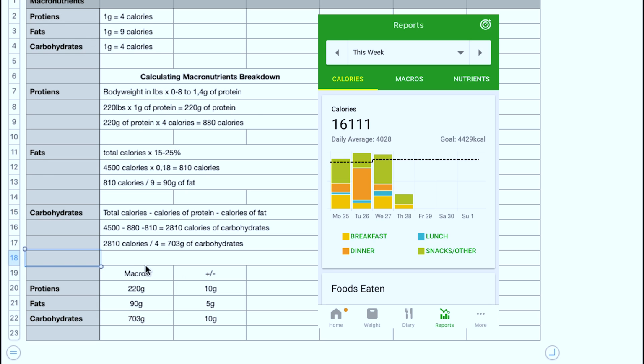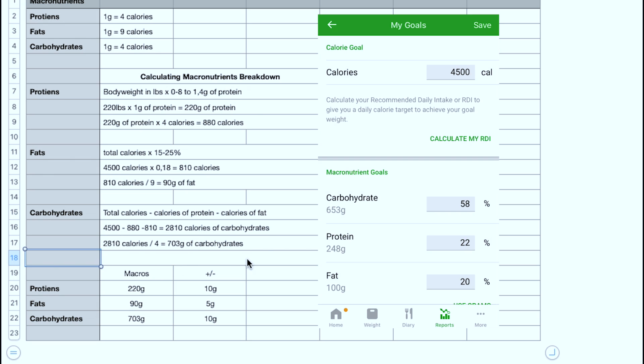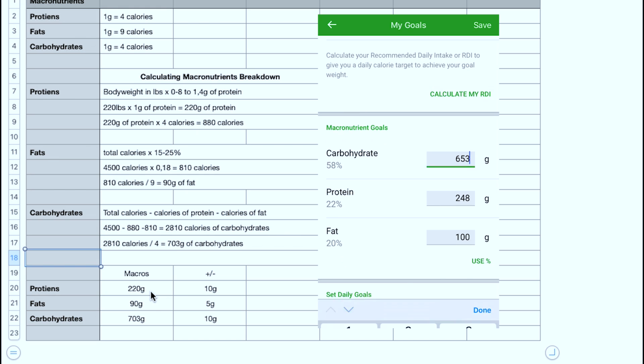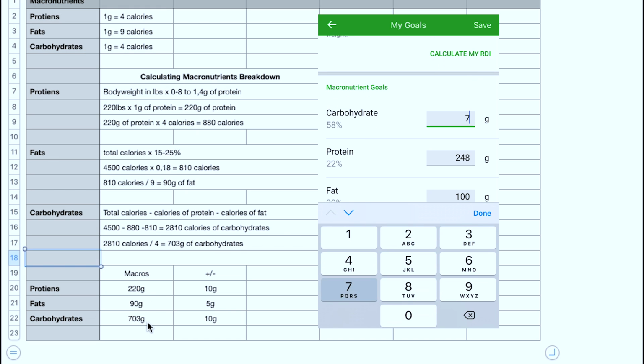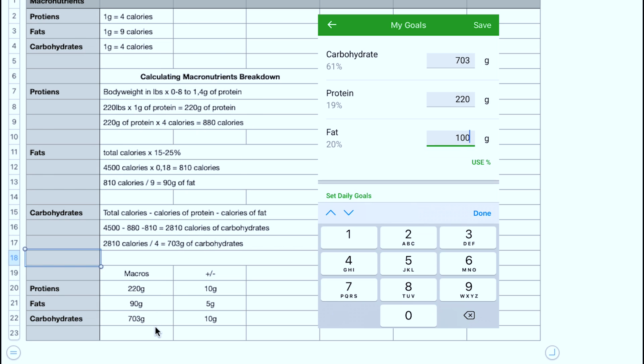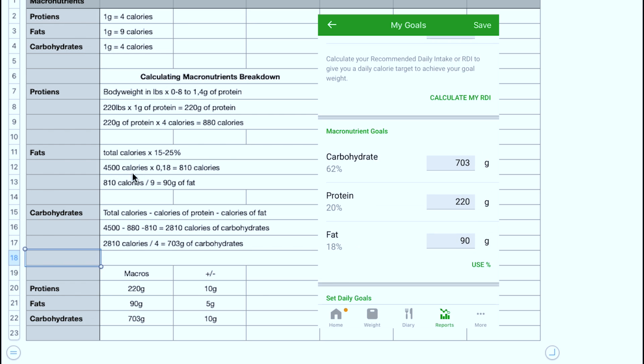So now what I'm going to do is go into my calorie counting app and input all these numbers as my goal. So 220 grams for proteins, 90 grams for fats, and 703 for carbohydrates. This is obviously going to depend on what you get from these calculations, but these are going to be your targets. And then for me, my calorie goal is going to be 4,500 calories, as I mentioned. So now that you've calculated your daily calorie intake and the macronutrient breakdown of those calories, you basically just want to be eating at that calorie intake every single day.